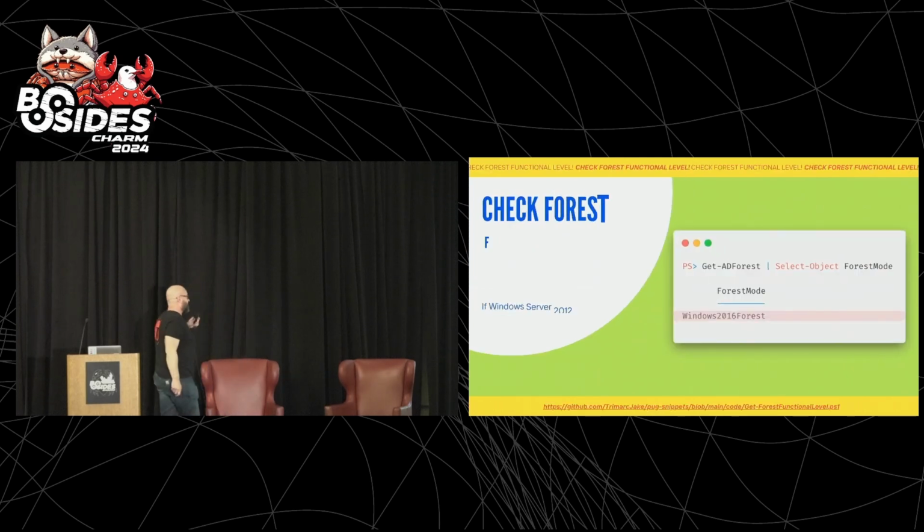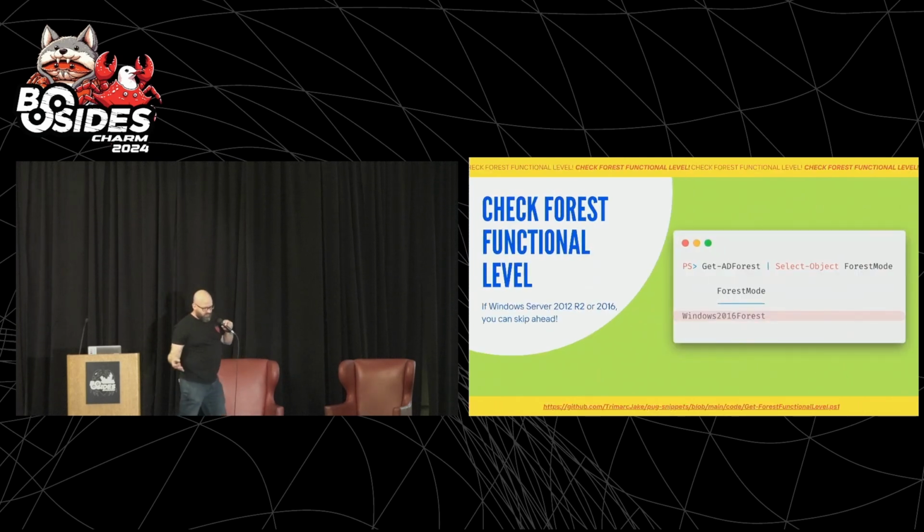All right, first thing we're going to do. I talked about the forest functional level, right? Forest functional level means basically all of your domains in your forest are at this level or higher. They can support the schema for this specific forest, etc. To get full protection in all of your domains, you want to be Server 2012 R2 or Server 2016.